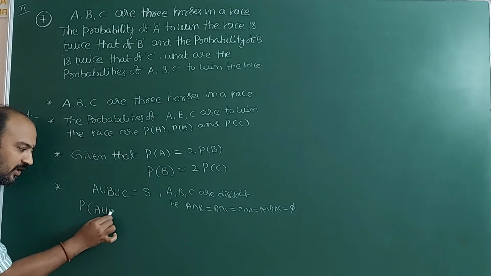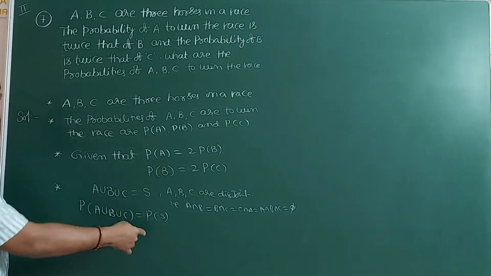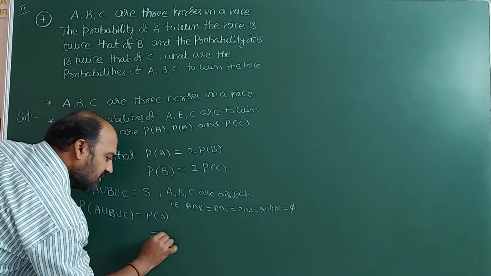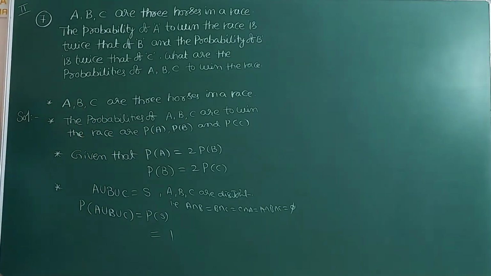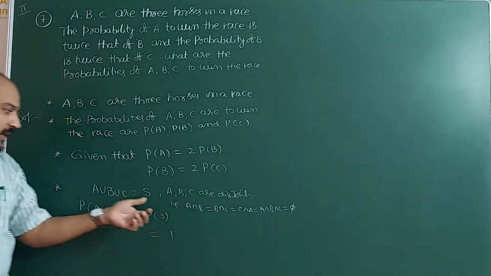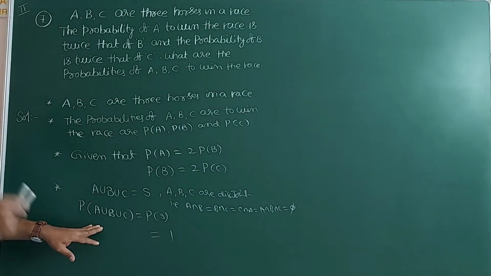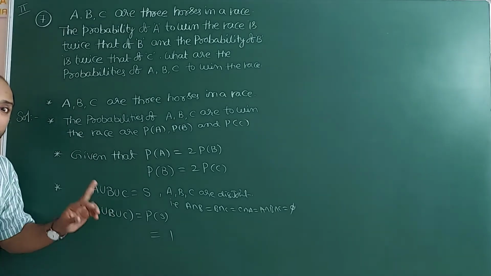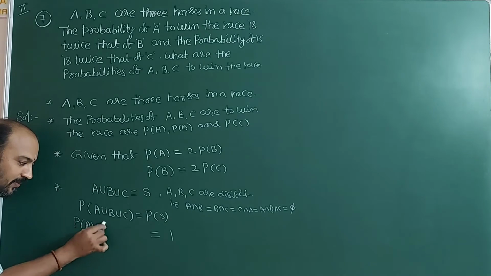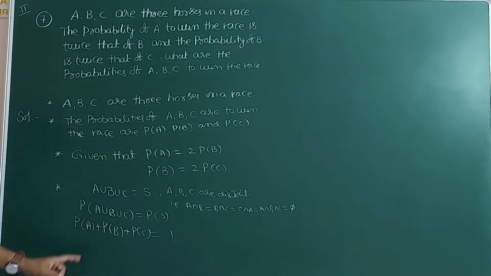P of A union B union C is equal to P of S. The probability of the sample space is always equal to 1, a certain event. What is P of A union B union C? Whenever these are disjoint events, that means mutually exclusive and exhaustive events, by the axiom of unity it can be written as P of A plus P of B plus P of C, simply. That is the reason we are writing like this.